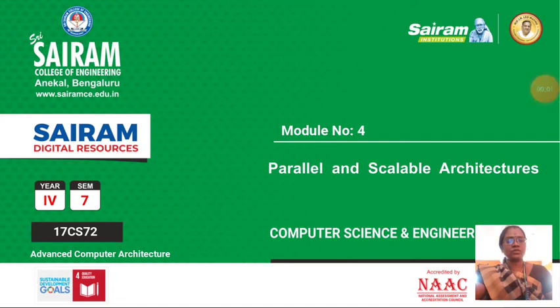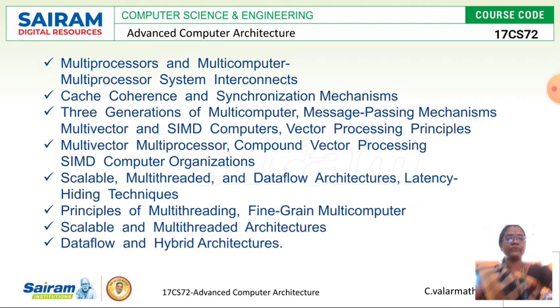Hi students, today we are going to start Module 4 in the Advanced Computer Architecture subject. In Module 4 we are going to see multiprocessors and multicomputers as the first topic. In that we will see different types of system interconnect in the multiprocessor system, and the next topic is cache coherence and synchronization mechanisms. The third topic is three generations of multicomputer.